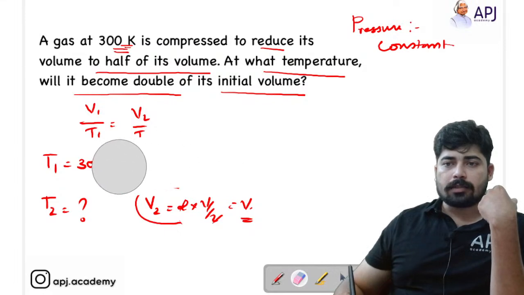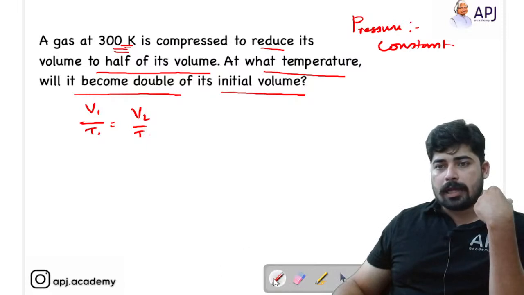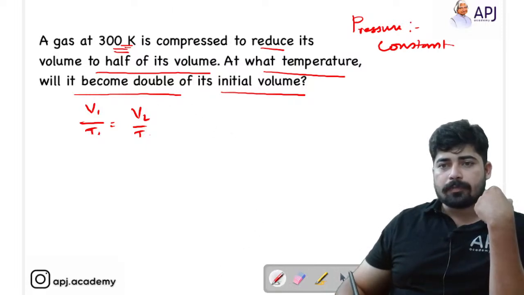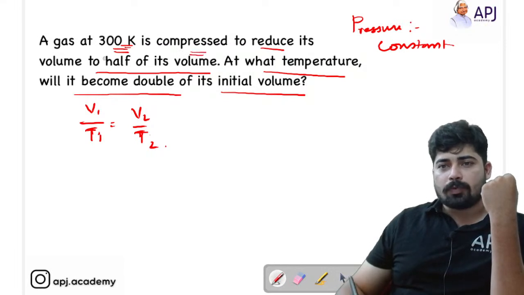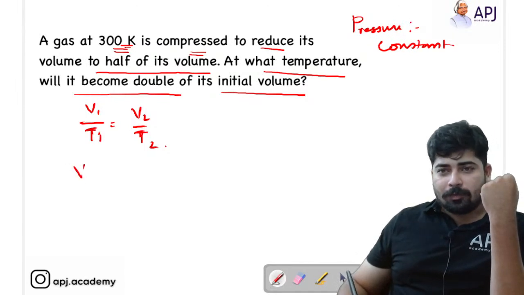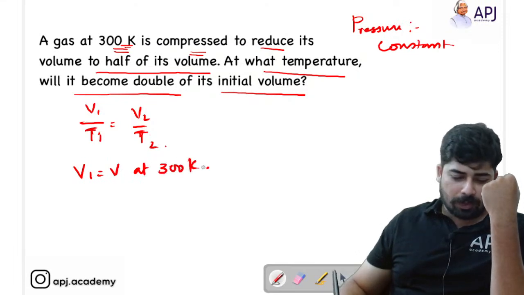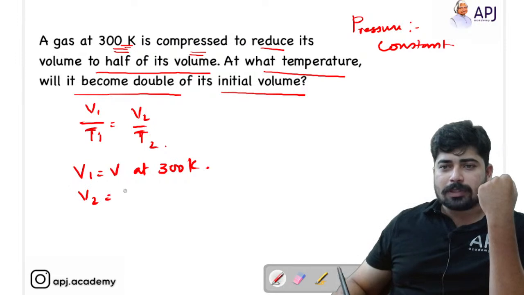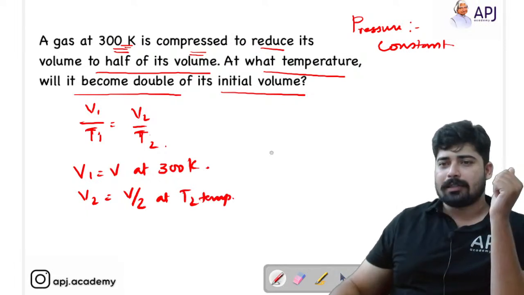Wait a minute. What happened is that I just reversed the case. Let's read the question again. A gas at 300 Kelvin is compressed to reduce its volume to half of its volume. That means we are taking V1 equal to V at 300 Kelvin. That's what is mentioned. And V2 is equal to half of it, that is V by 2 at T2 temperature.